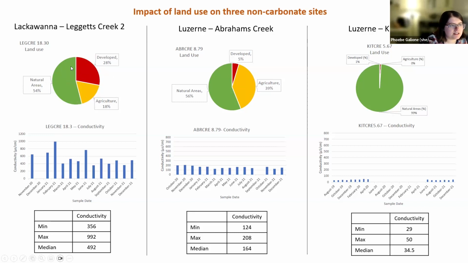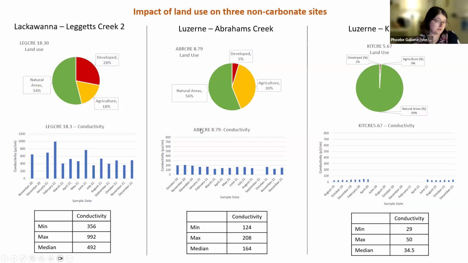What we're looking at here is a site that's almost 50% natural area, so almost half of its watershed is natural. We're looking at 28% developed and 18% agricultural. If we went down here to our conductivity levels, we are seeing super high conductivity, upwards of almost 1,000, with the lowest being 356, which is still quite high. So we're seeing quite high conductivity values at this first site.